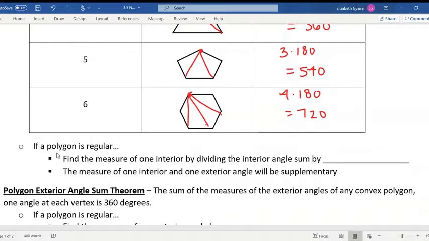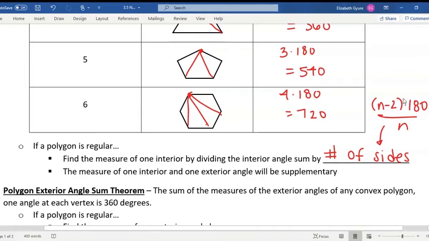Couple side notes, if a polygon is regular, so that means equilateral and equiangular, then to find the measure of one interior angle, you divide the interior angle sum by the number of sides. So if it's equilateral, equiangular, right, everything is equal. All those angles are congruent. So to find just one, you would take your sum and divide it by how many angles or sides there are, and that would give you just one. In a formula format, this would look like (n minus 2) times 180 divided by n. You take your sum divided by the number of sides.